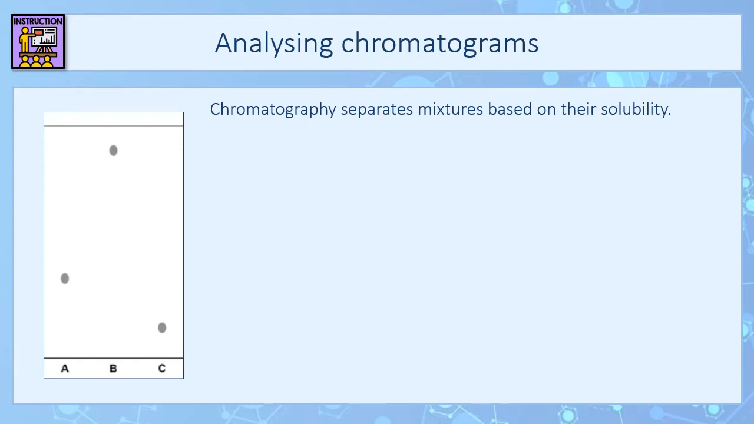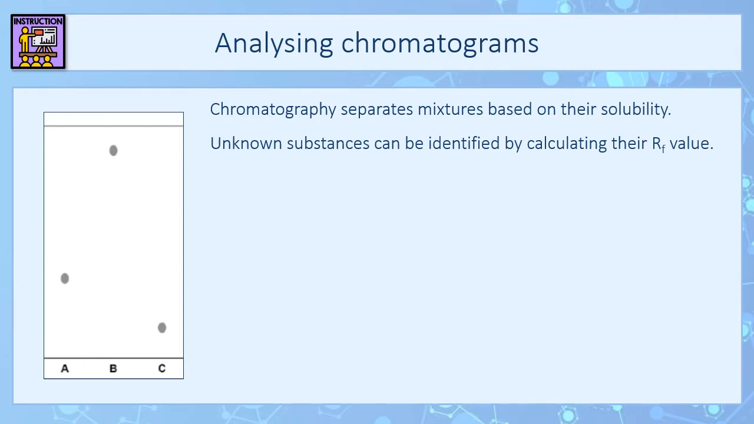The way that chromatography works is it separates mixtures based on their solubility. So chromatography involves 2 phases. It involves the mobile phase, which is our solvent, usually water, and it involves the stationary phase, and that's our phase that stays still, usually paper. Now the different substances have different solubilities in the mobile phase, and the more soluble they are, the further they will travel up the paper. So that's how chromatography is separating out these different substances.